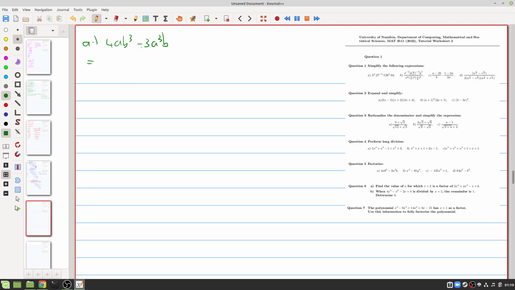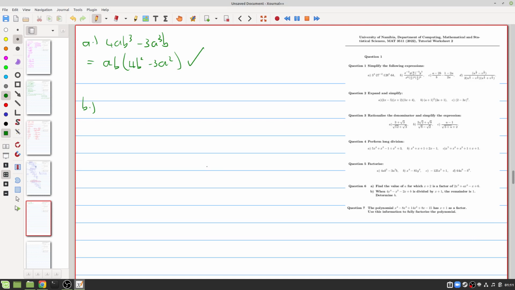So 4 and 3 don't have anything in common. But both terms have an a, so we can take out an a. Both terms have a b, so we can take out a b. What's left? If we take out 1a and 1b from here, we're left with 4b squared. Minus 3, take out an a and a b from here, a squared. Okay, and that's it. This almost looks like a difference between two squares, but 3 doesn't have a perfect square root. So we are done. That is our answer. Okay, b.